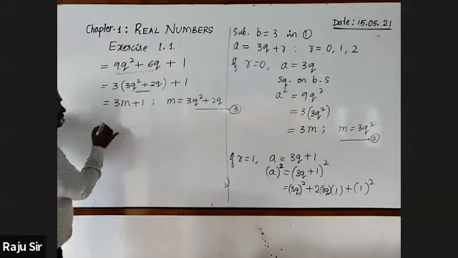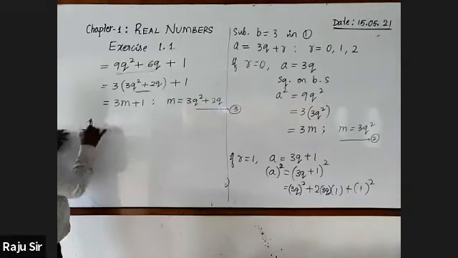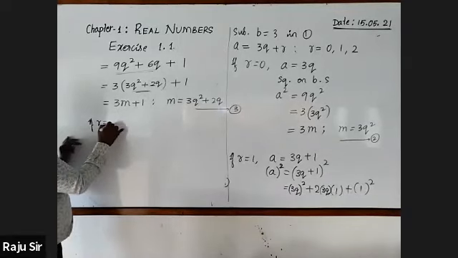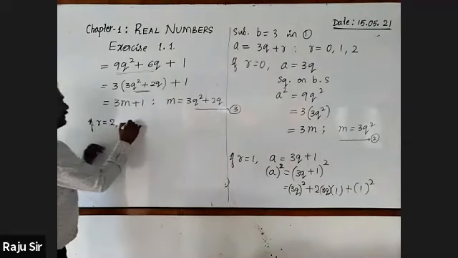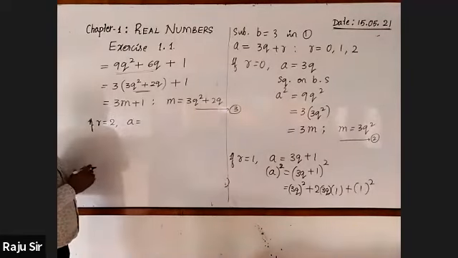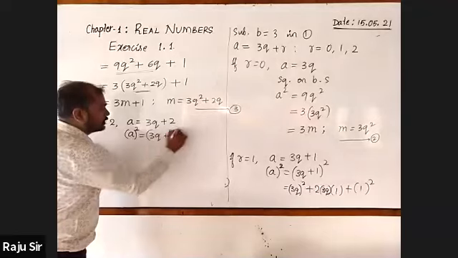Look at it. Next, if r equal to, please write with me. If r equal to what? 2. 0 is over, 1 is over, next is 2. Then a can be written as 3q plus 2. Apply squaring on either side. a square is equal to 3q plus 2 whole square.